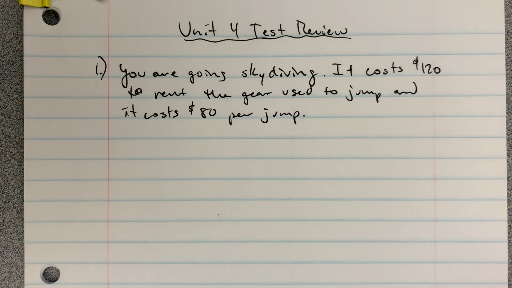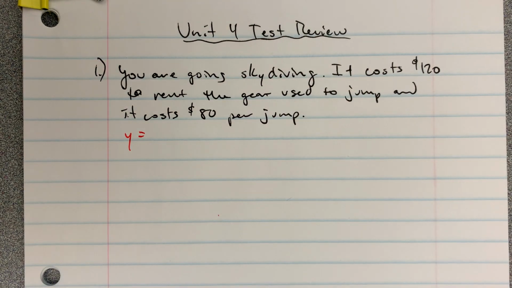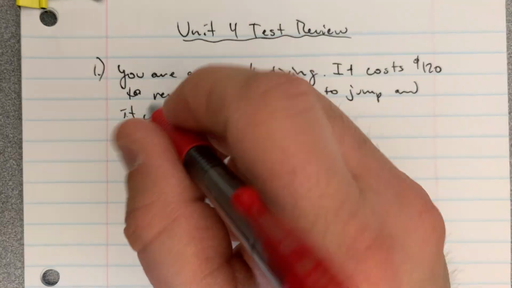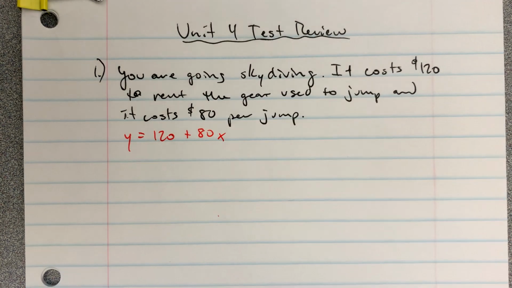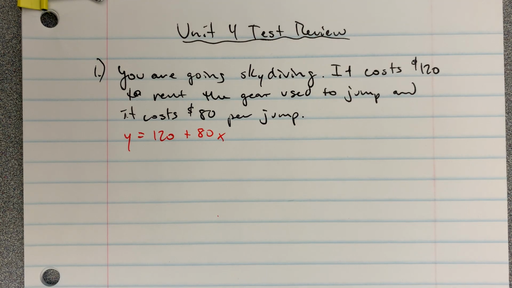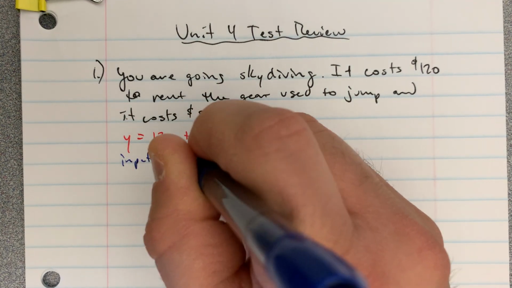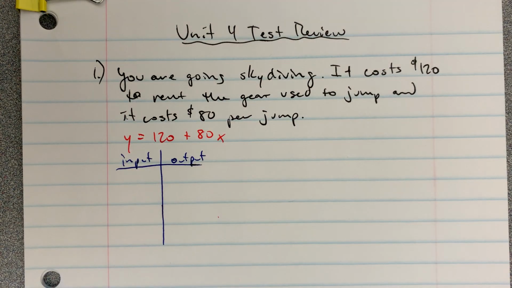Okay, so I can take this information and put it into function form. So we can say f of x or y, doesn't matter, those are saying the same thing, equals $120 for the gear plus $80 per jump, x representing the number of jumps. We can also put it into an input-output table or an XY table. All of those things are synonymous for one another.